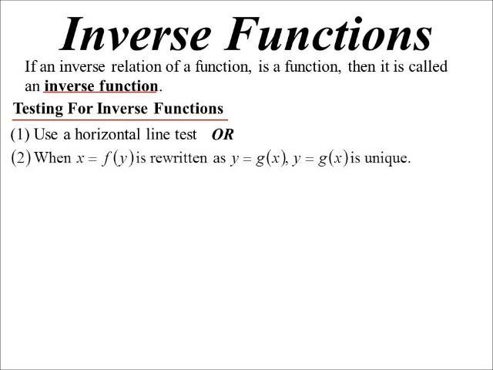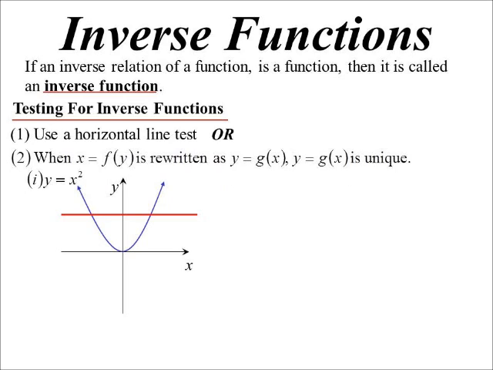Now, what do I mean by unique? I mean only one possible answer. So here's y equals x squared. As I say, it fails the horizontal line test, so no good. If I use the other idea, I'd say x equals y squared, so y equals plus or minus. Two possibilities. No good, right? You only have one possibility for it to be an inverse function.